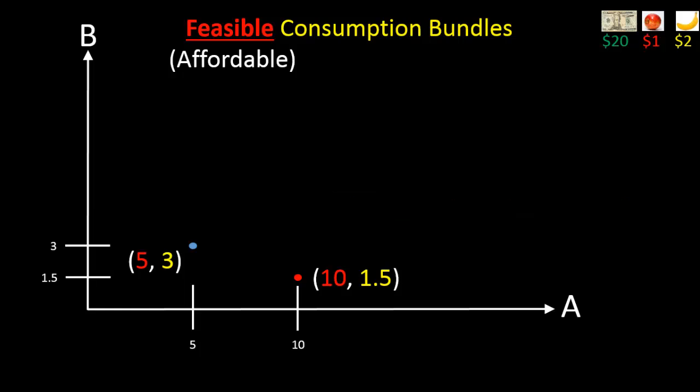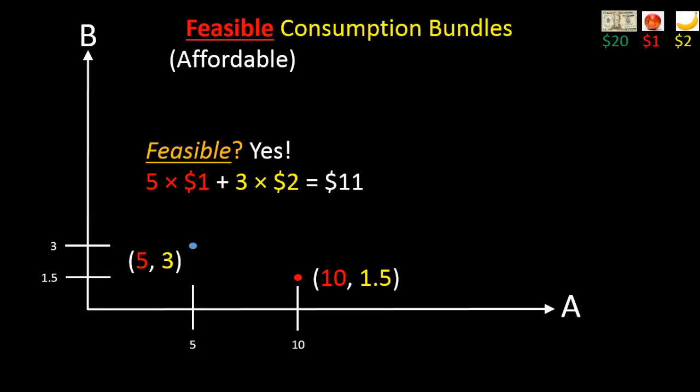Similarly, if we look at our second example of a consumption bundle, the blue bundle, and we ask, is this a feasible consumption bundle? Again, the answer will be yes, because we can quite easily compute that 5 apples at $1 each, that costs $5, plus 3 bananas at $2 each, that's $6. Altogether, this bundle is going to cost Chris $11, and that's less than his income of $20. So yes, it is indeed an affordable or a feasible consumption bundle.